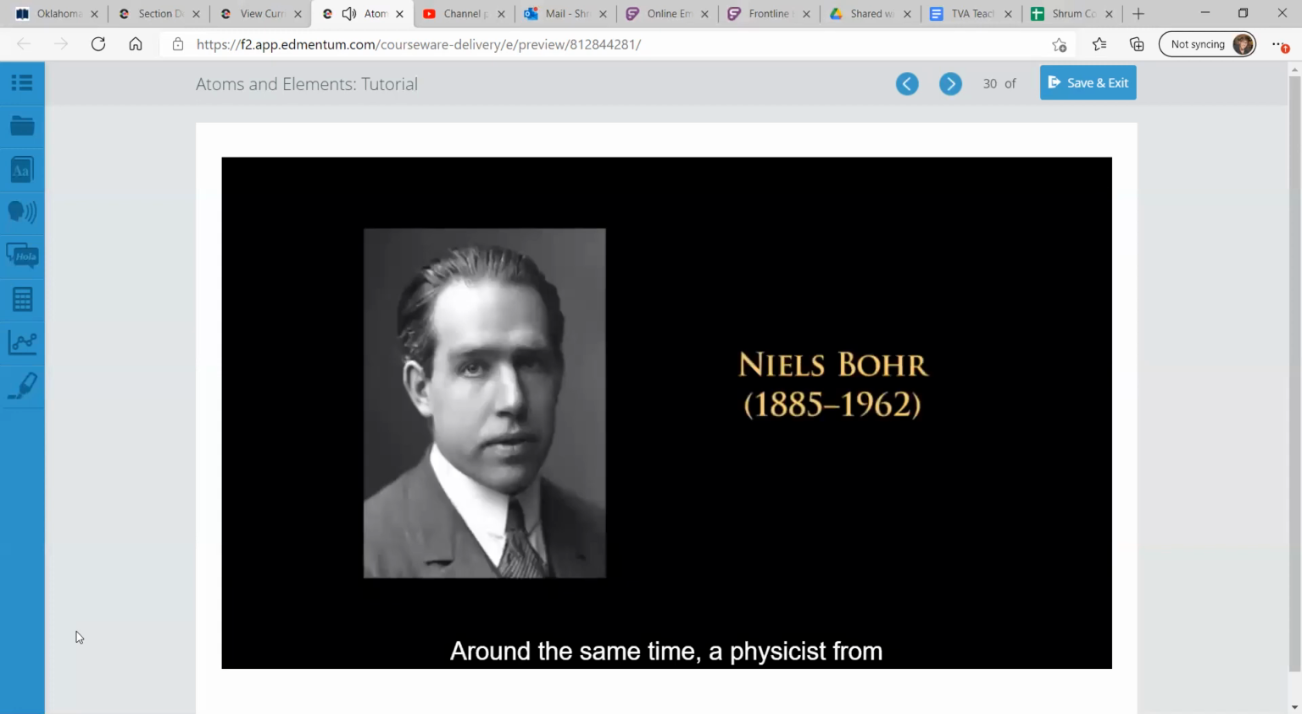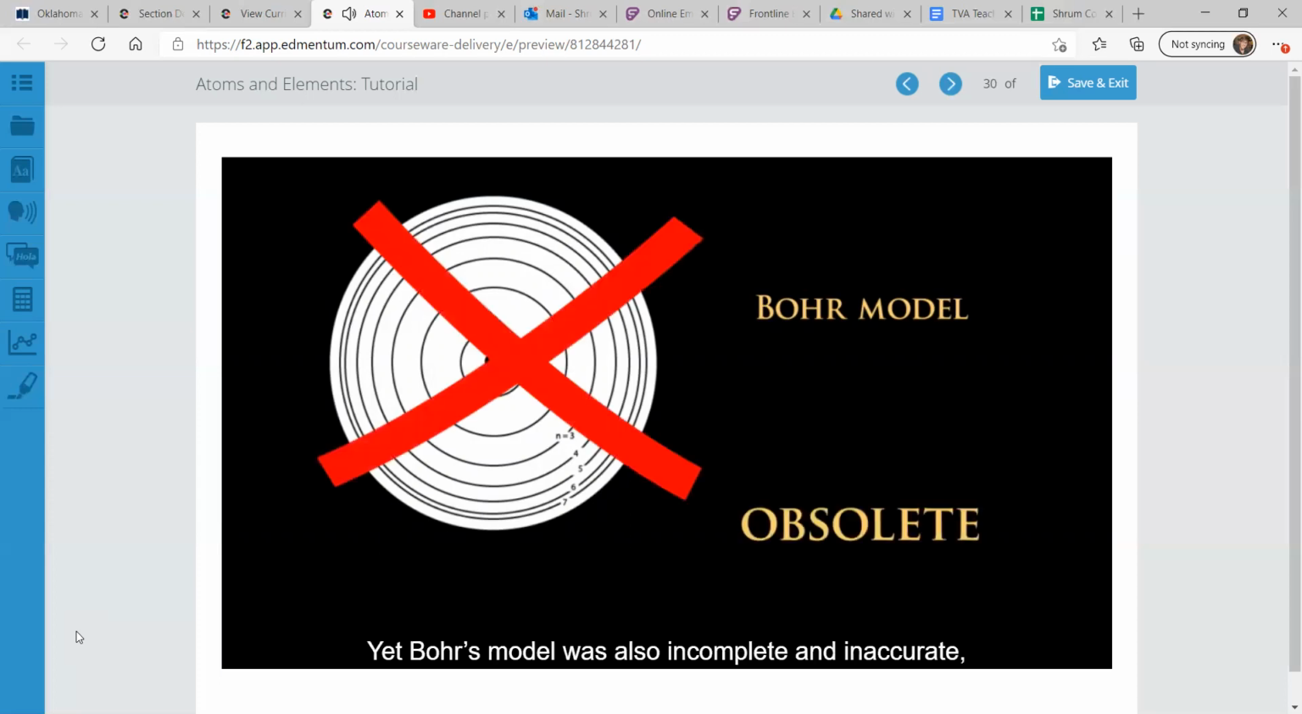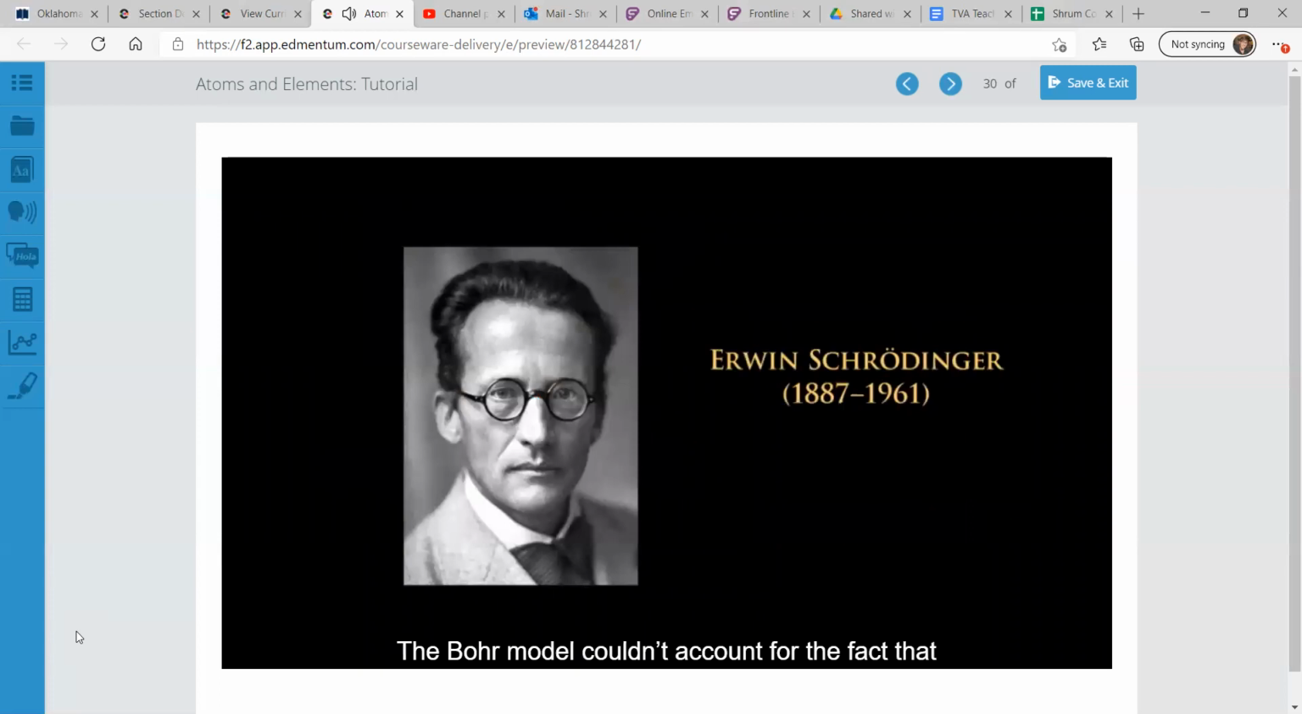Around the same time, a physicist from Denmark named Niels Bohr was also studying atomic theory. He knew Thomson and studied under Rutherford. He found electrons grouped into concentric orbits around the nucleus, which he called energy levels. Yet Bohr's model was also incomplete and inaccurate, because he also didn't have all the facts. The Bohr model couldn't account for the fact that electrons are both a particle and a wave.